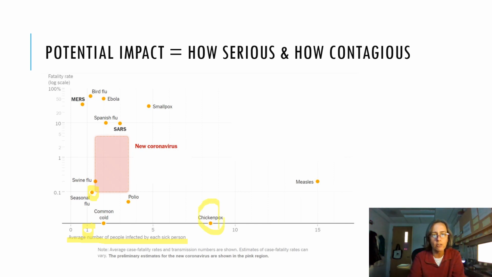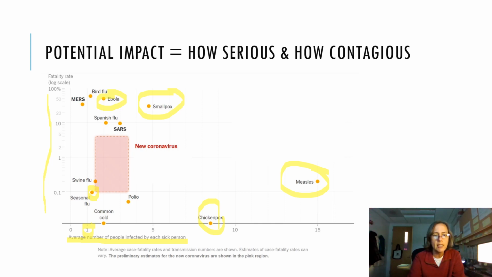Here's chickenpox, I told you, really contagious. Here's measles. And on the y-axis, what we're looking at, and this is a log scale, so it's kind of weird, but it's the case fatality rate, right? So Ebola is up here, right? Smallpox is up here, right?